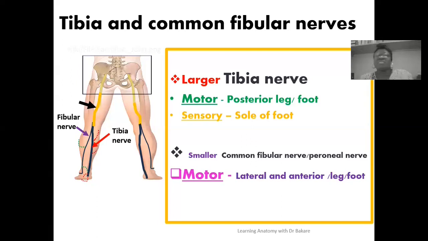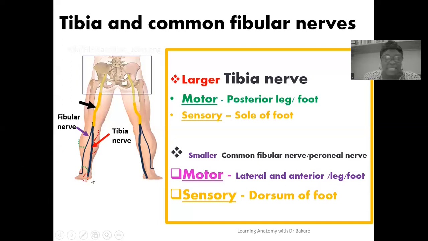What of the sensory innervations of this common fibular nerve? The common fibular nerve is seen to give sensory innervations to the dorsum of the foot. And this is what is seen here to be highlighted in dotted green. So it's good for us to be able to highlight the specific regions that they innervate in terms of their motor and also sensory innervations. It's also important for us to add that we have the formation of the sural nerve.